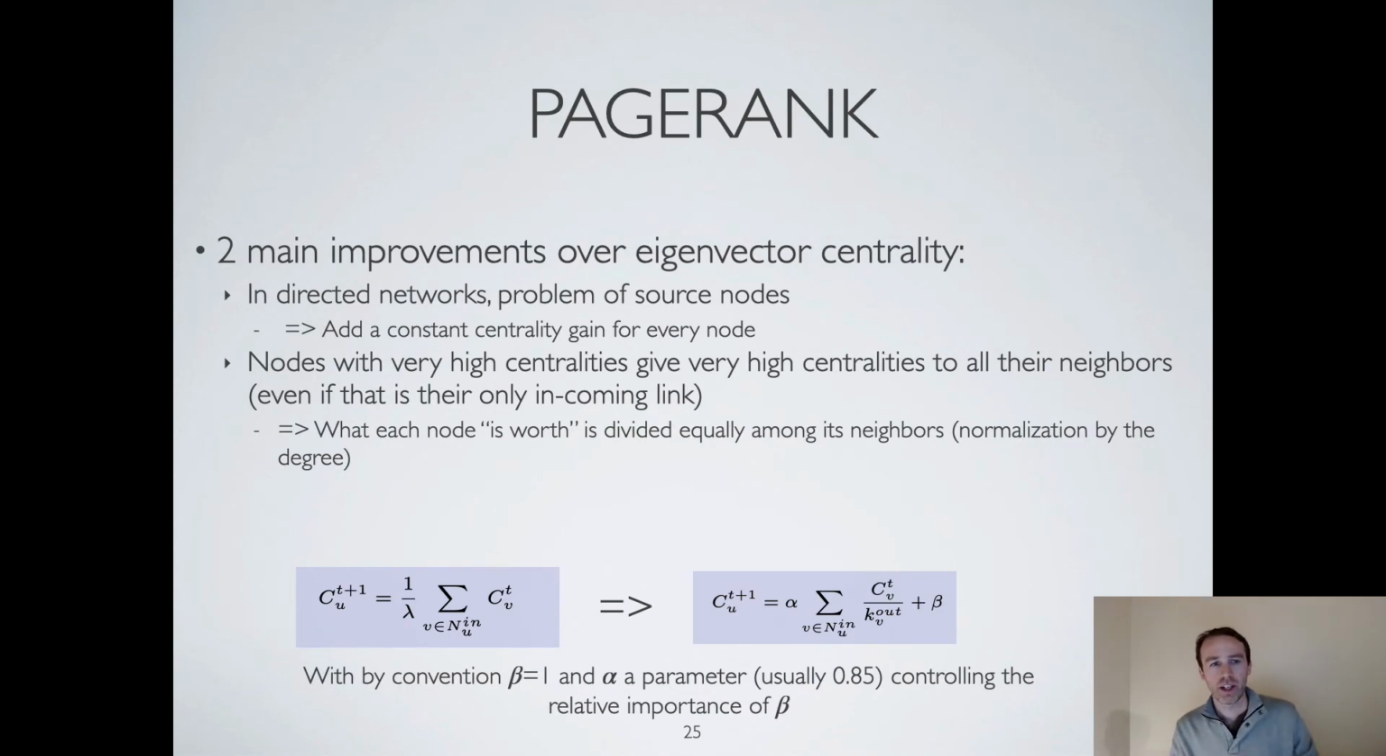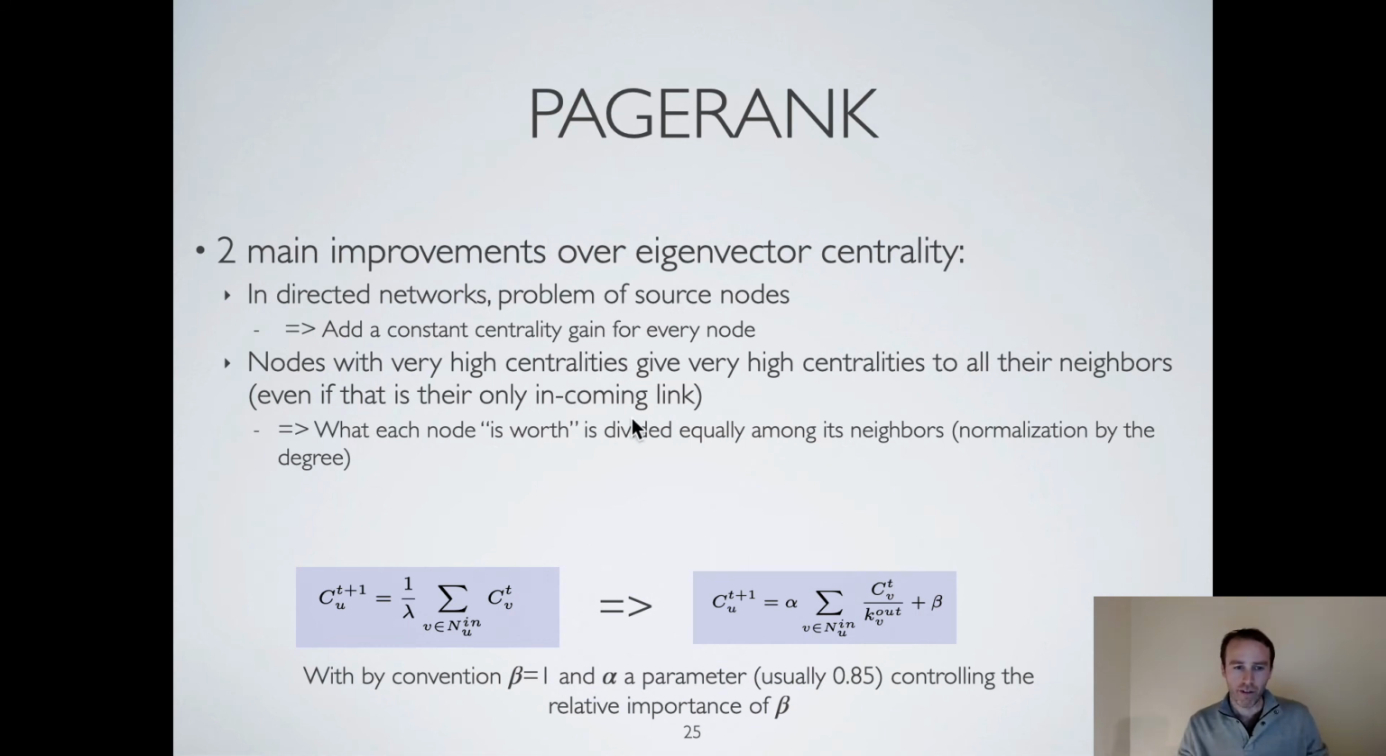So PageRank is actually very simple. It's just a small modification of what I introduced before. There are two main improvements. One is that they add a constant centrality gain for every node. So if you remember before, if you were a source node, if you had no incoming edge, then after the first step, your value is 0. So what they just do is that they add a very small value to all the nodes at every time. So it solves this problem.